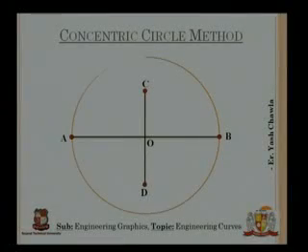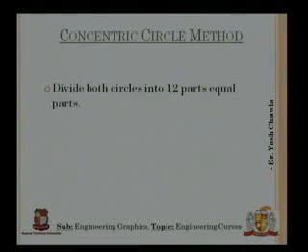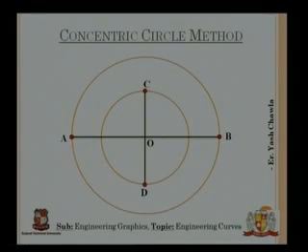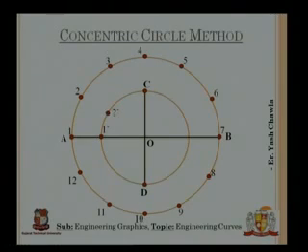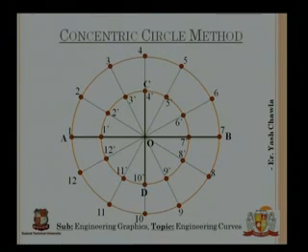Okay, so we were here, we drew both the circles, and then we are going to divide the circle into 12 parts like this. First the major circle, and thereafter we are going to divide the minor circle also. Minor circle now. Okay, now I'll just join the lines so that I know I have the points with me.